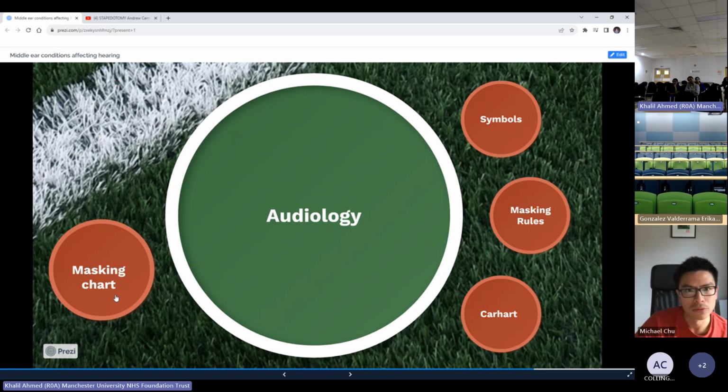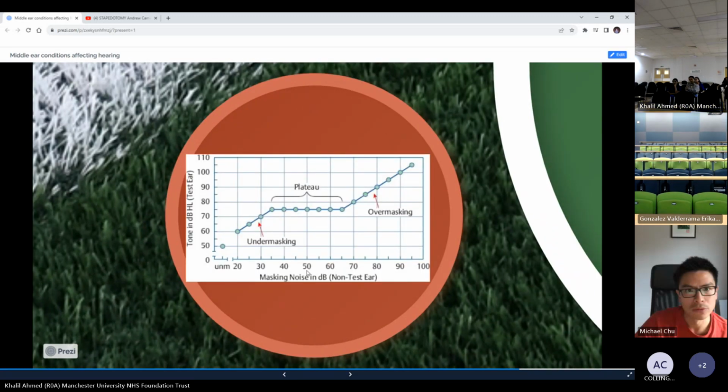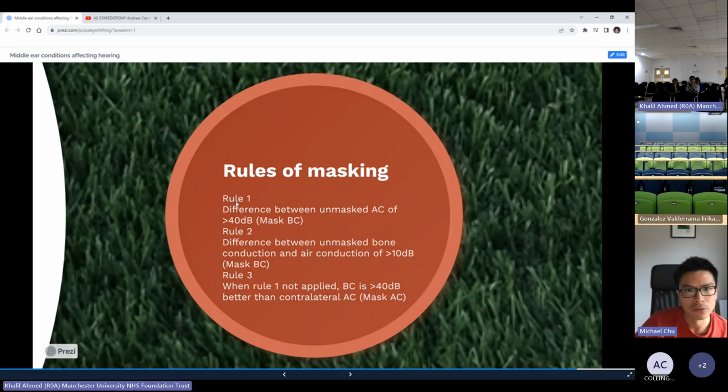So I'll just show you how you do masking. As Tony says, you want to distract the non-test ear. It might be easier actually to start with masking rules. Okay. So rule 1 of masking tells you when you need to mask. If the difference between the unmasked air conduction on each side is greater than 40 dB, you need to mask the bone conduction.